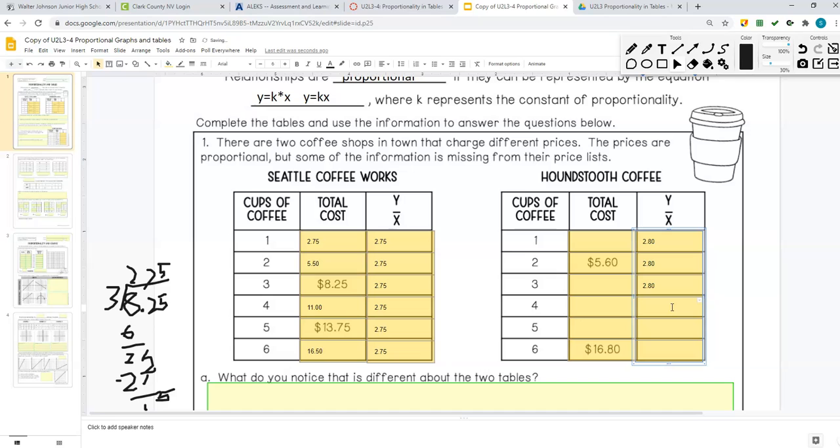Now, not everyone prices their stuff this way, where each cup costs the same amount, but it is a pretty common way. Okay, so now we know our first cup is $2.80. Then these are always going up by 1, so we can add $2.80 each time, or we could do $2.80 times 3, $2.80 times 4, $2.80 times 5 to get our different answers.